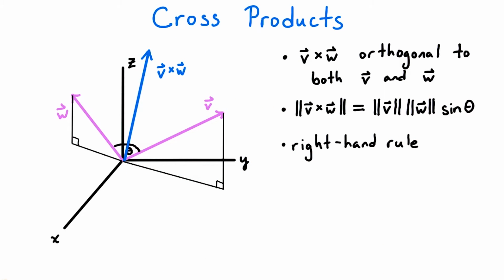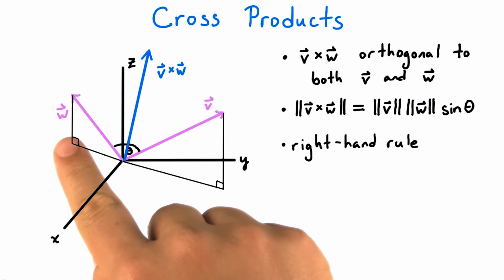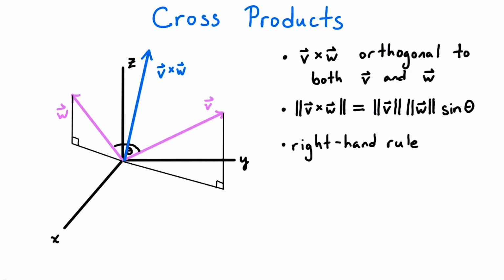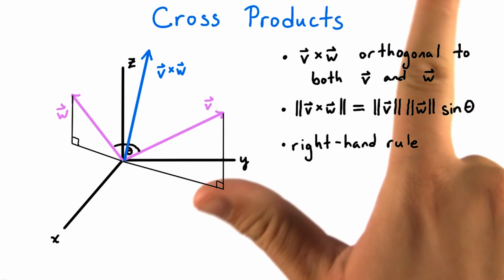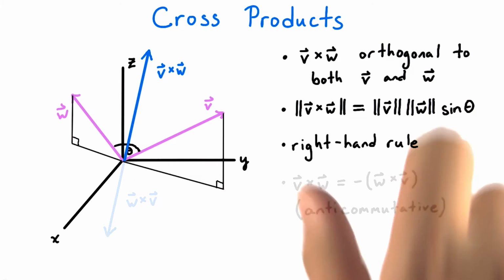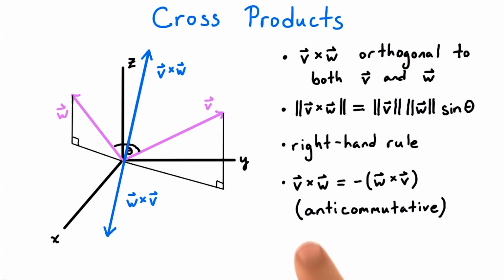Notice that if we switch the order of the cross product to w cross v, then using the right-hand rule will give us the downward pointing vector. This gives us the equation v cross w equals the negative of w cross v. Because switching the order of multiplication negates the product, we call the cross product anti-commutative, as opposed to the commutative dot product, in which switching the order does not affect the product.